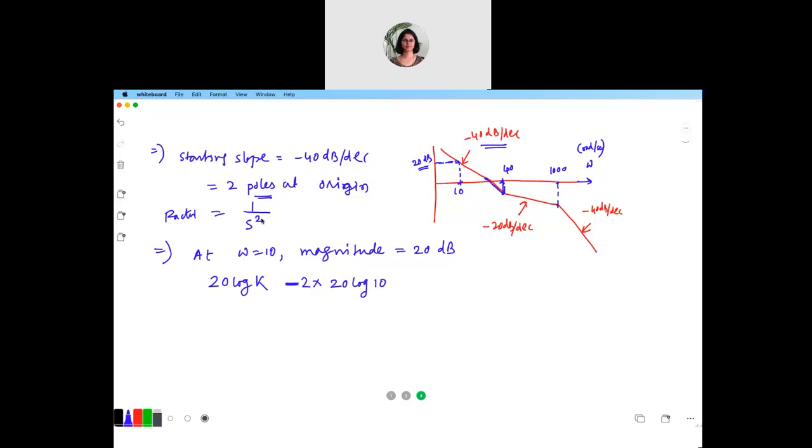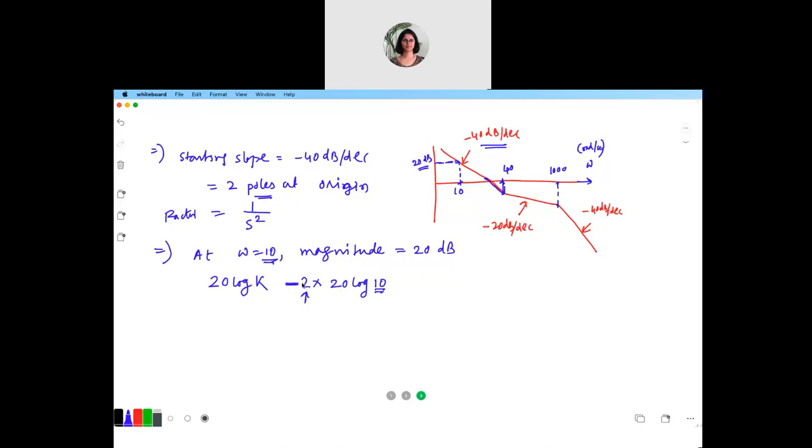How many poles are there at origin? 2, that is why 2 here. This 2 comes because of this 2, 2 multiplied by 20 log, what is this frequency? 10, that is why 10 here. Okay, so 20 log k plus or minus, plus if it is 0, minus if it is pole.